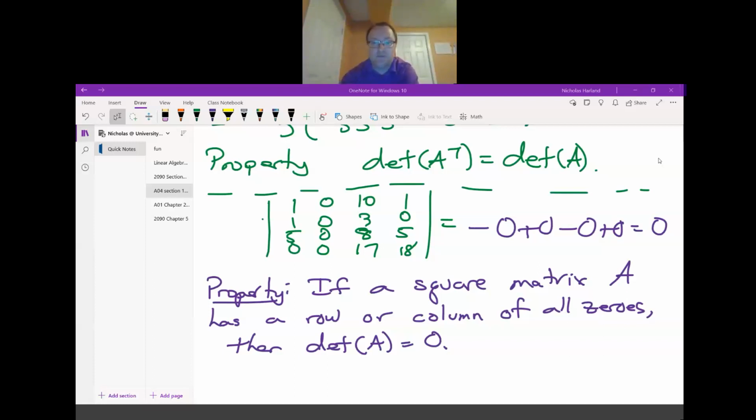C11 always starts as positive because of the negative 1 to the i plus j. So C11 would always be positive because it's negative 1 to the 1 plus 1. Beautiful. All right. Let's keep it rolling.